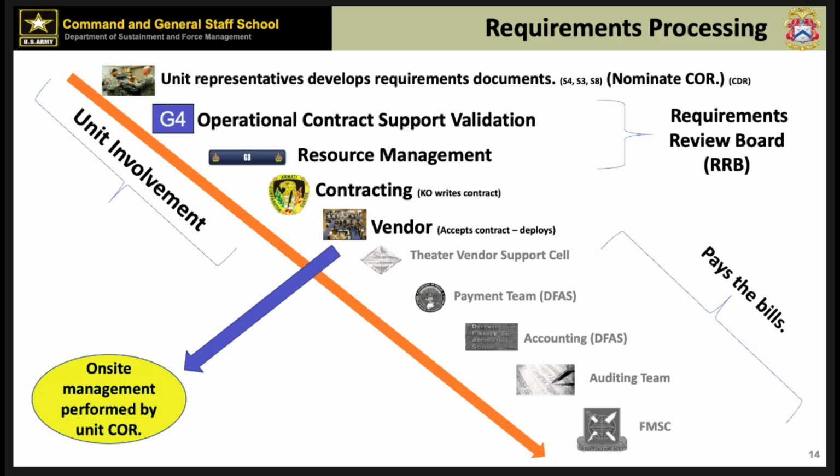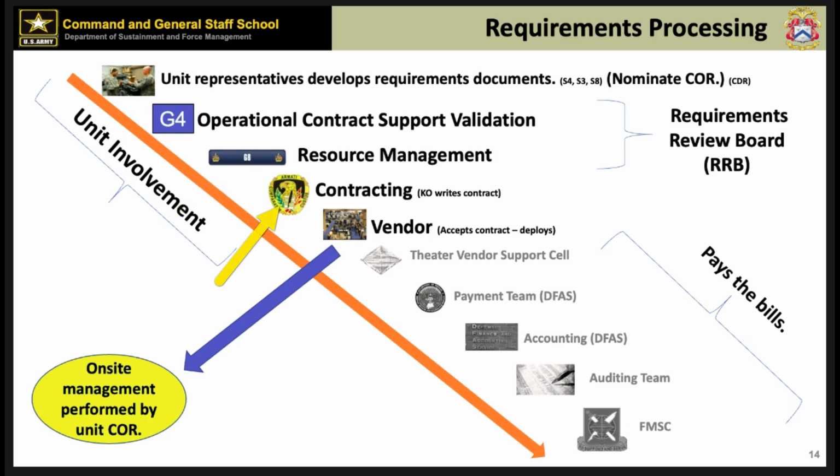The process begins with the unit developing the requirements and the commander nominating a contracting officer's representative, or COR. Next, the G4 or Acquisition Review Board validates the requirement. The resource manager then confirms the availability of funds.